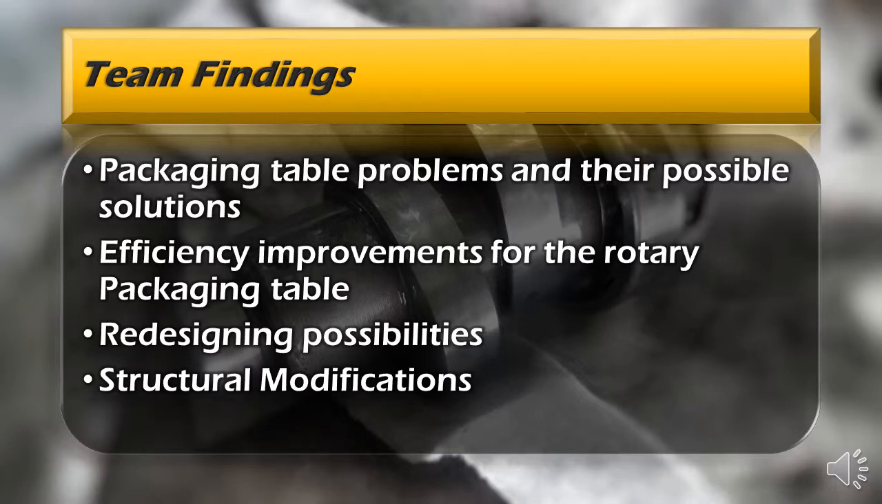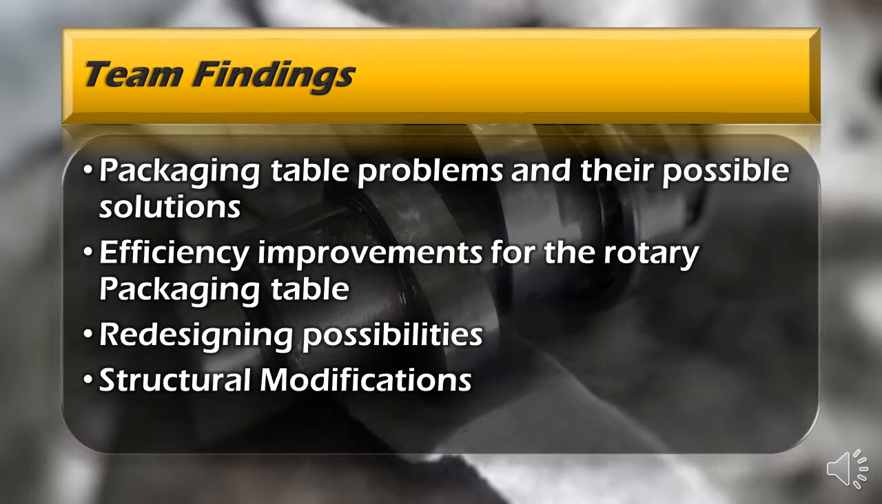Efficiency improvements for the rotary packing table. Weight reduction was also possible since the tabletop was excessively thick and the drive shaft was unnecessarily heavy. The tabletop can be made thinner, and both the tabletop and drive shaft can be fabricated from lighter, more durable materials. The reduction in weight would require a lower torque motor to rotate the table, resulting in a more efficient system. Additionally, the rotary packing table was unnecessarily oversized for its purpose. It can be downscaled to perform the same task more efficiently while accommodating less space.